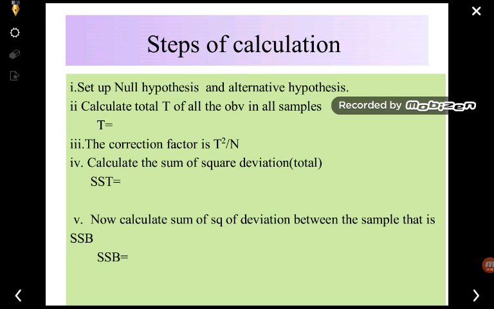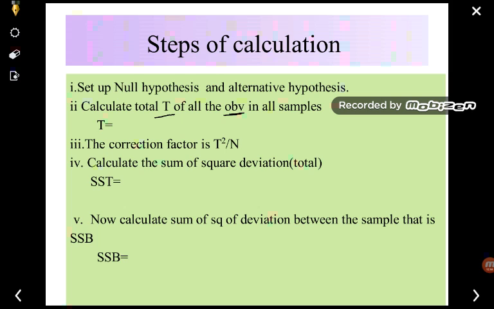So we are going through the different steps, and later on while solving the examples you will come to know what the null hypothesis and the alternative hypothesis are. Next is to calculate the total, that is T, of all the observations. So we have to take the total of all the observations in all samples.